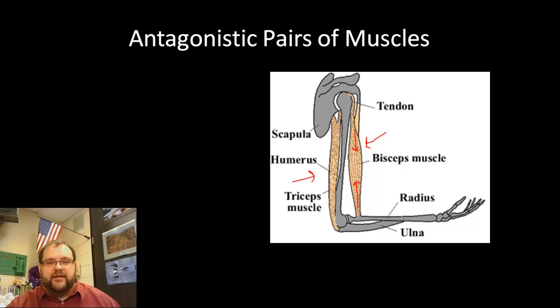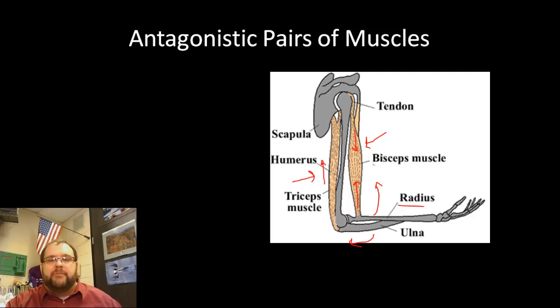Okay? What's going to happen is it's going to pull, so the bone that it inserts on is the radius. It's going to pull the radius in this direction. Okay? But this muscle, the triceps muscle, when it shortens this way, it's actually going to pull the ulna, which is the bone it inserts on, in this direction. So take a look at that. These two muscles work against each other. They're what we call antagonistic. They work in opposite directions.